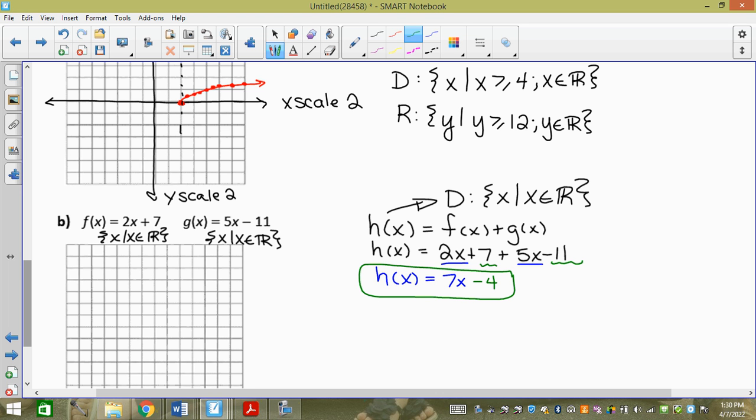It has a y-intercept of negative 4, up 7 over 1, up 7 over 1. Down 7, left 1, and I have my line, correct? What's the range of a line? y ∈ ℝ. I have the domain and range.